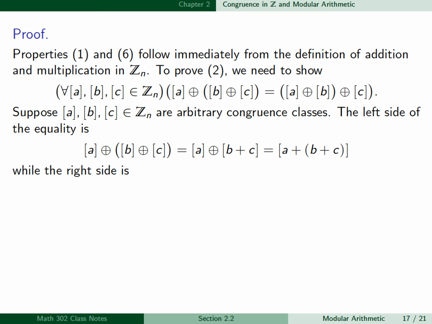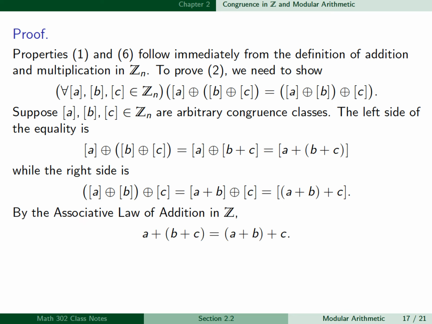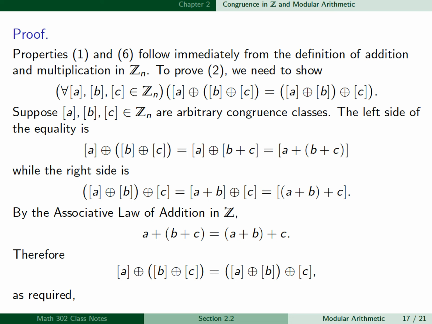And the right side is the quantity class of A plus the class of B plus the class of C, and this will be equal to the class of A plus B plus the class of C, which is equal to the class of the quantity A plus B plus C. Now, by the associative law of addition in Z, A plus the quantity B plus C will be equal to the quantity A plus B plus C. And so therefore, the 2 classes are the same, and so therefore the left side is equal to the right side as required. And so this proves property 2.